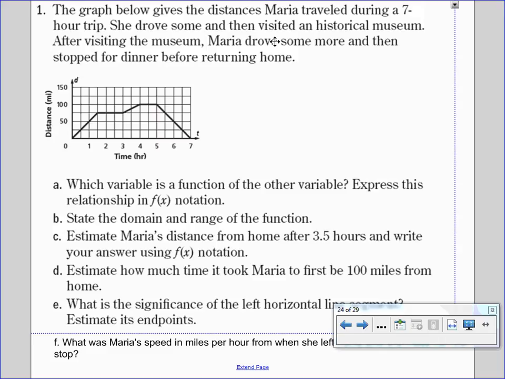This makes sense contextually as well, because Nathan told us the distance Maria is from home depends on what time we're talking about during the day. If we're talking about the morning, then she might be driving or at the museum. If we're talking about the afternoon or evening, she might be having dinner or coming home. So it depends on what time of day we're talking. So I would say that D depends on T, so I would say D of T. My domain is the collection of all T values such that 0 is less than or equal to T is less than or equal to 7.